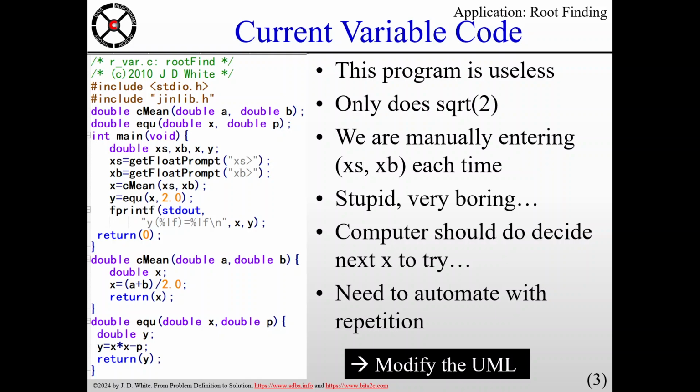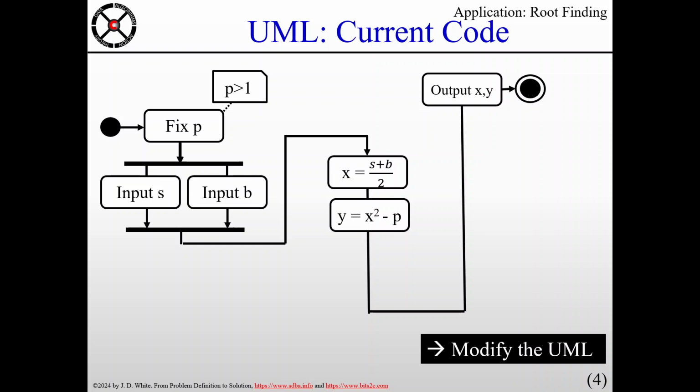Our current UML is basically this. I fixed what p was going to be, what I wanted to take the square root of. We just always did the square root of 2, but now we're going to generalize it so we can take the square root of anything. We input the number that was too small and too big. We calculate what was halfway between. We calculate y minus x squared minus p, output that, and then decide what our next s and next b would be for the next time we run it.